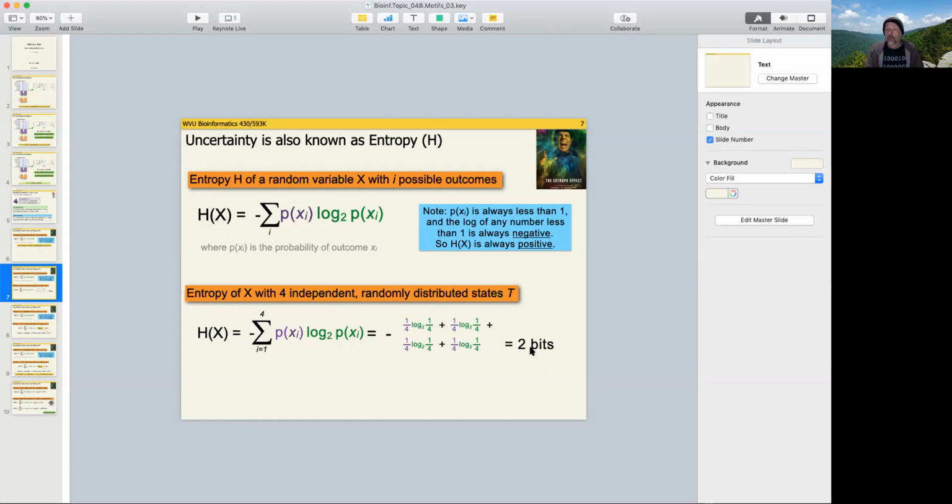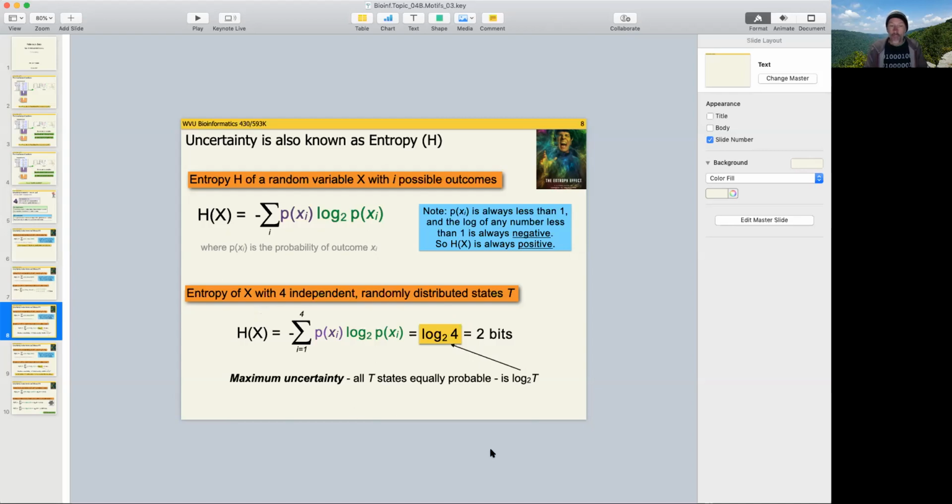Now we refer to these as bits, and that goes back to the log base 2 assumption. If we used log base 10, we would call them nats. They would be different numbers, but the concept would be the same. We're going to stick with bits here. What is this number 2? This number, 2 bits, is what we refer to as the maximum uncertainty. If we assume, again, that all states in our system are equally likely to occur, in other words, our system is at maximum uncertainty, then the entropy of that system, we say, is 2 bits.